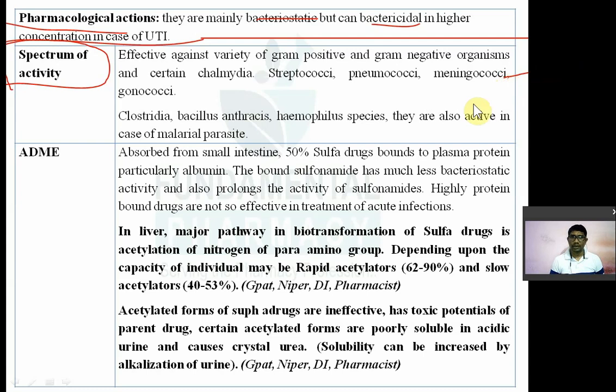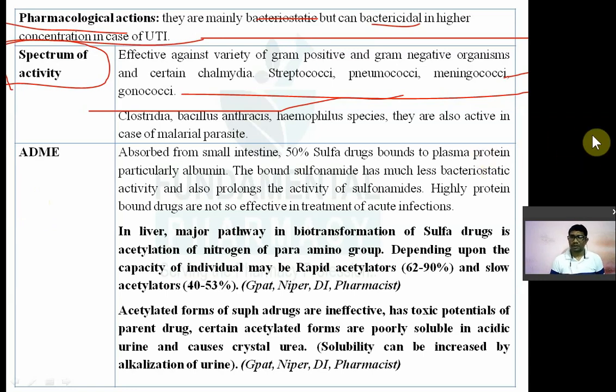Okay, like chlamydia, then streptococci, pneumococci, gonococci, and meningococci. These organisms were sensitive to the sulfur drugs in previous years. Nowadays they have developed resistance. Then Clostridia and Bacillus anthracis, these species are also sensitive. So अभी भी Bacillus anthracis is sensitive to the sulfur drugs, and that's why sulfur drugs are the drug of choice in the treatment of anthrax.